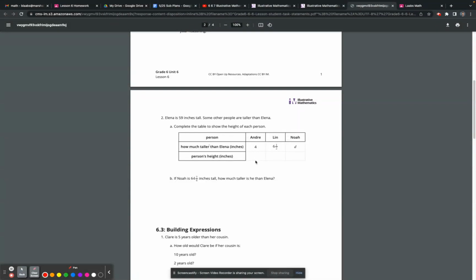So if we know that Elena is 59 inches and we know Andre is 4 inches taller than her, okay, then we know we have to add 4 onto 59. 59 plus 4 is 63. 6.5, I'm going to do that same thing. 59 plus 6.5. 59 plus 6 would be 65, and then add your 1/2, 65 and a half.